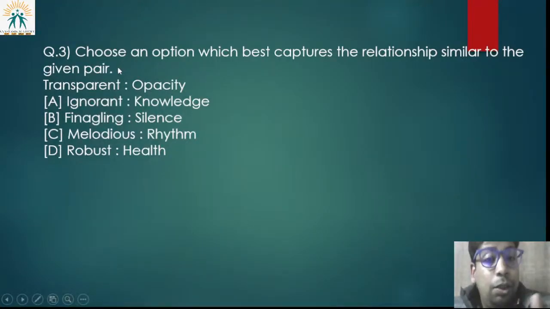Choose an option which best captures the relationship similar to the given pair. Very common SNAP NMAT question. Transparent to opacity. First, define the relationship in this question in your mind. Is it a synonym? Is it an antonym?